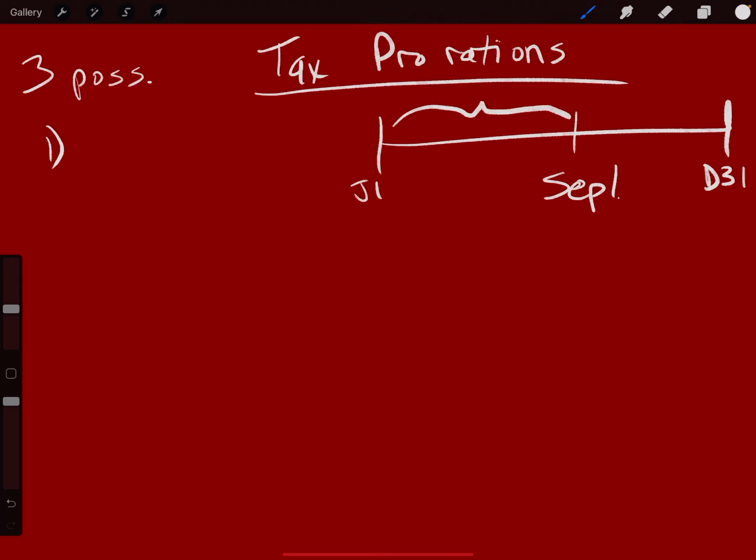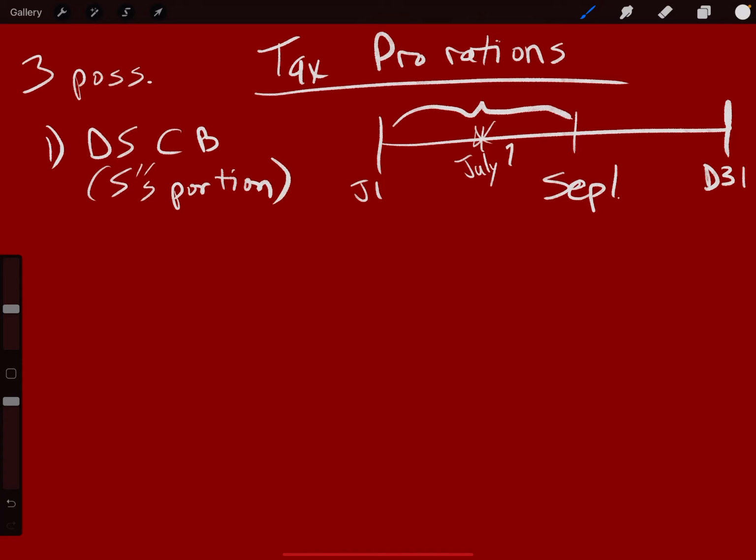1st and September 1st, or actually August 31st. So let's say the closing is on July 7th. Anytime it's between January 1 and August 31st, we're going to debit the seller and credit the buyer the seller's portion of taxes.